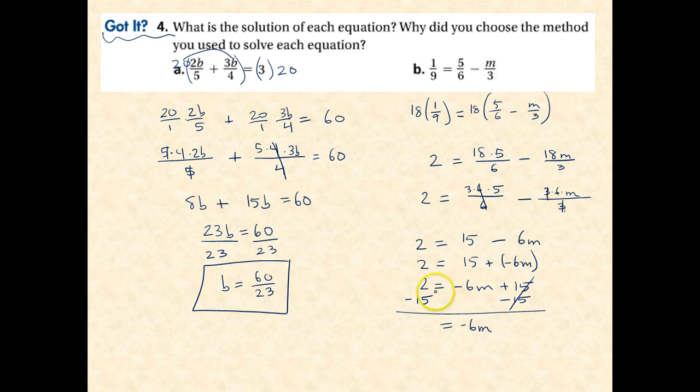negative 6m is negative 13. Divide both sides by negative 6, and m equals, negative divided by negative is positive, 13 over 6. And I don't reduce that because 13's prime and nothing's going to cancel out.